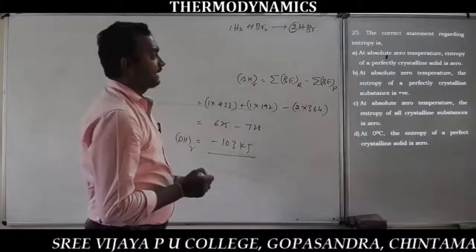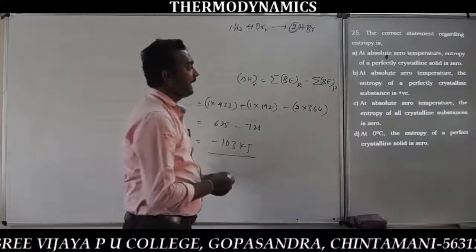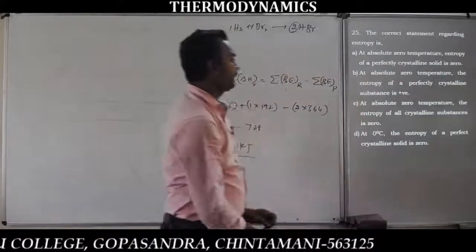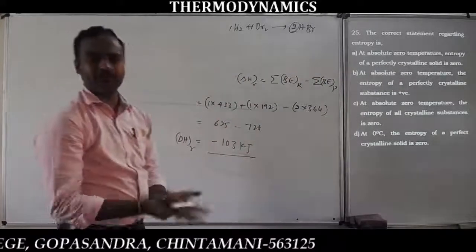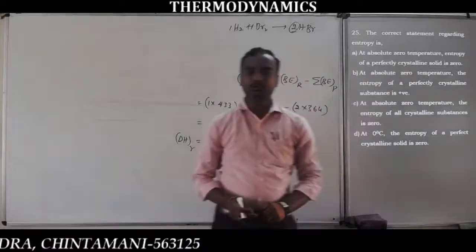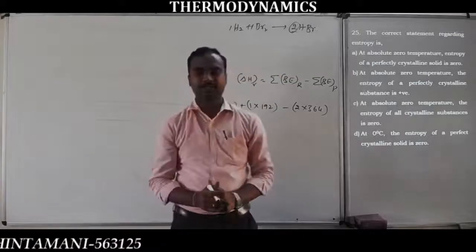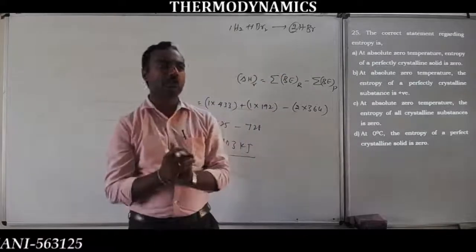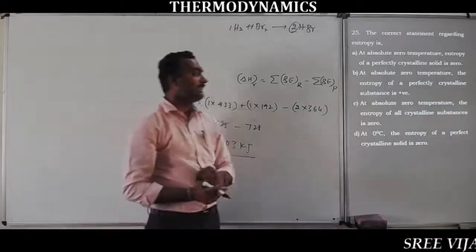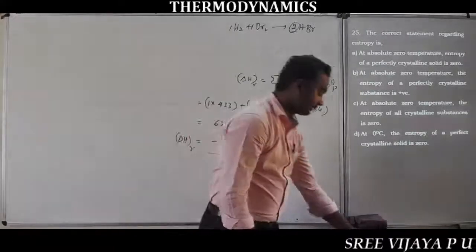Next, the correct statement regarding entropy: at absolute zero temperature, the entropy of a perfect crystalline solid is zero. Yes, of course. At absolute zero temperature, minus 273.15 degrees Celsius, the entropy of a perfect crystal is zero because there is perfect order in the crystalline solid. That law is called the third law of thermodynamics. Option A is the correct option.